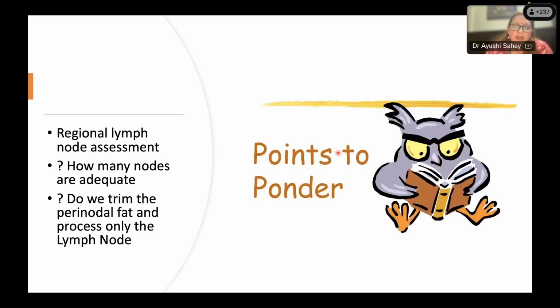Now, do we trim the perinodal fat and process only the lymph node? When we have identified the lymph node in the specimen, do we trim away the fat and process the lymph node? No, ma'am, we take the fat along with it. Why? So that we don't miss any node in between. Maybe the answer is correct, but the reason is wrong.